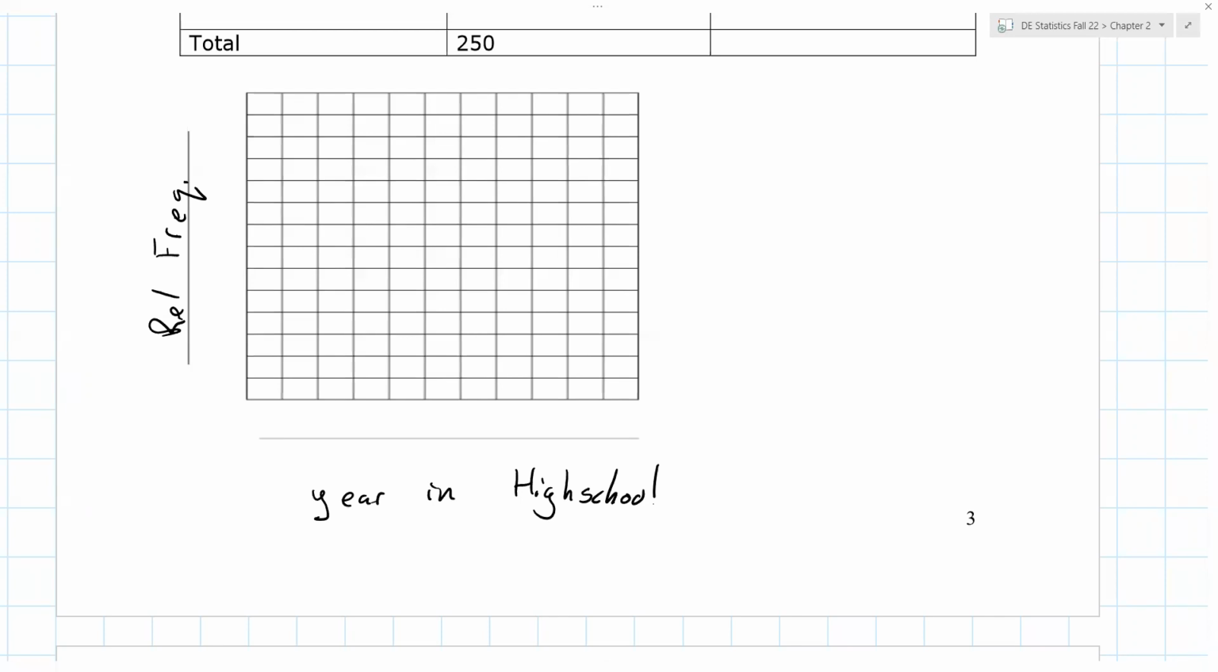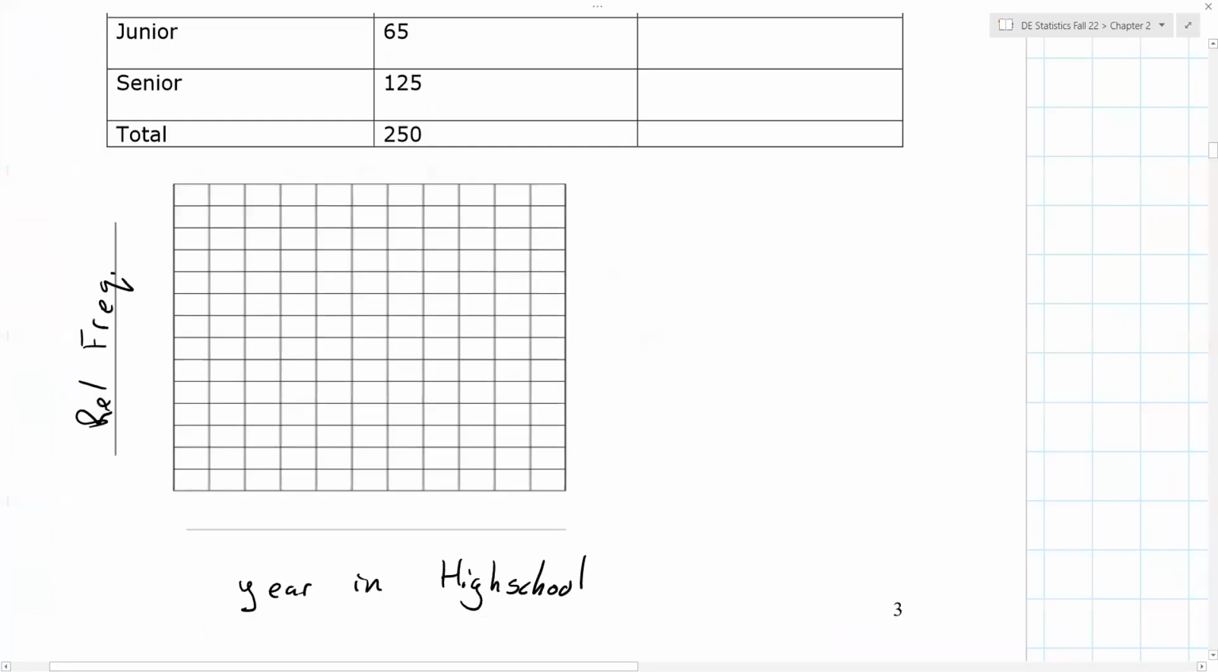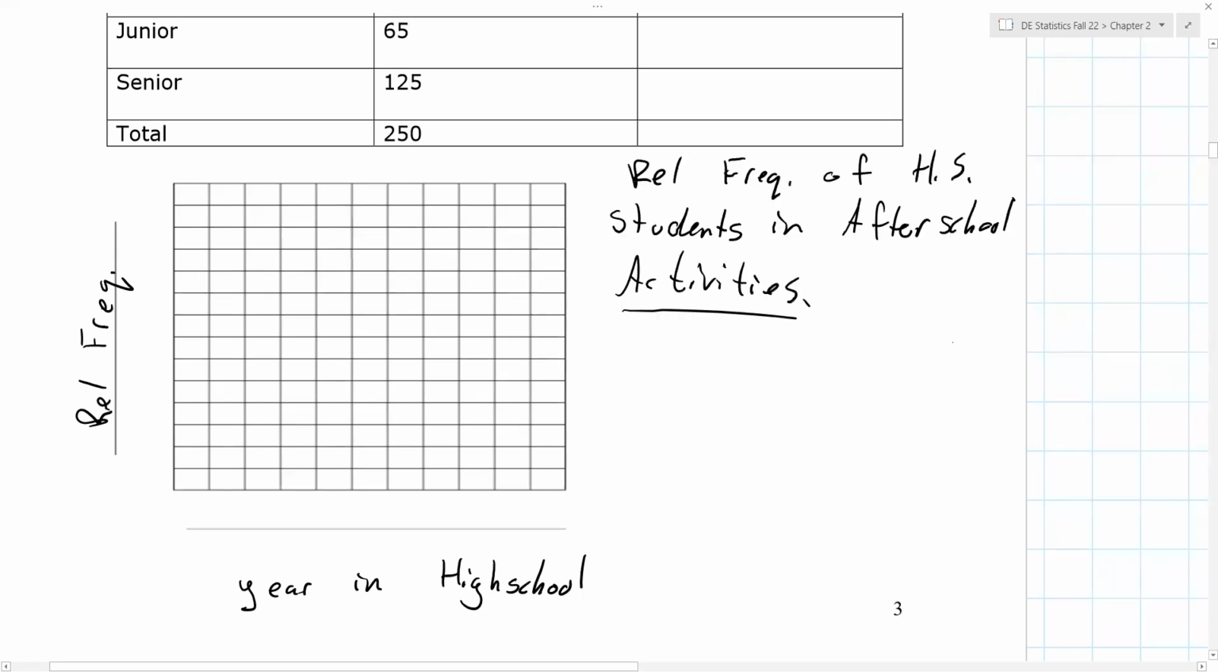Then we need to title it. So the title of this graph is going to be something like relative frequency of high school students in after school activities. And again, it does not have to be the exact word for word title that I use, but it needs to convey that same message of what are we talking about?